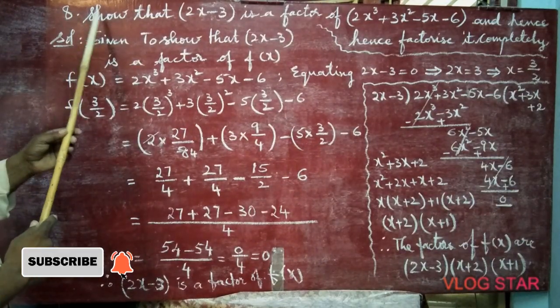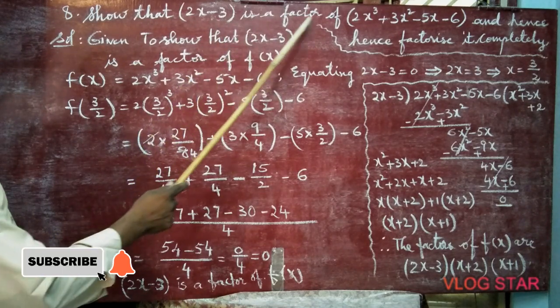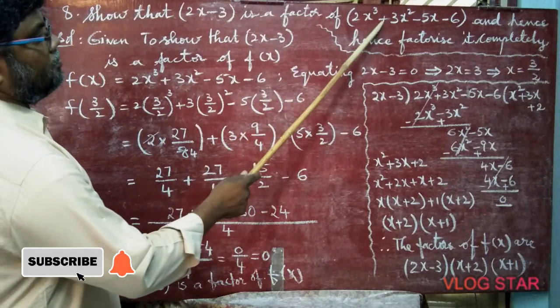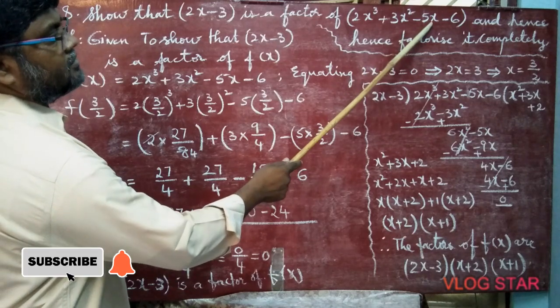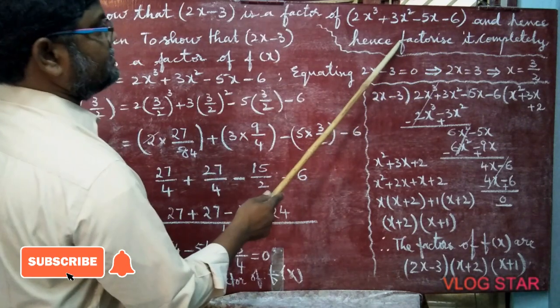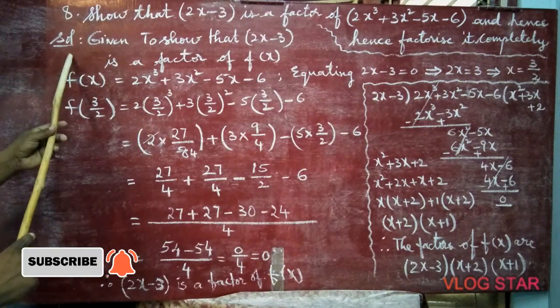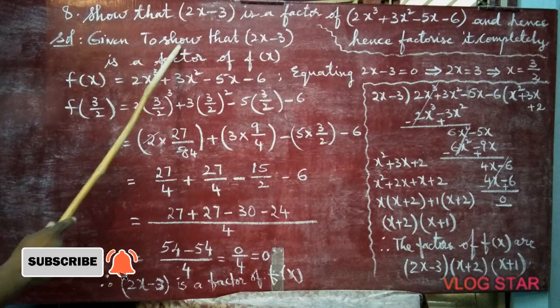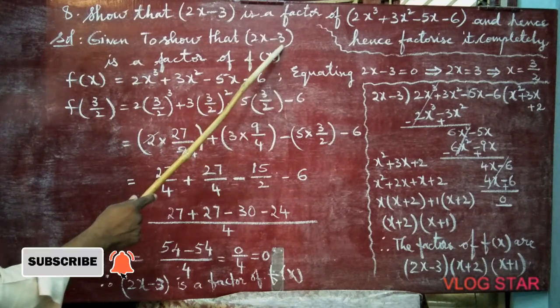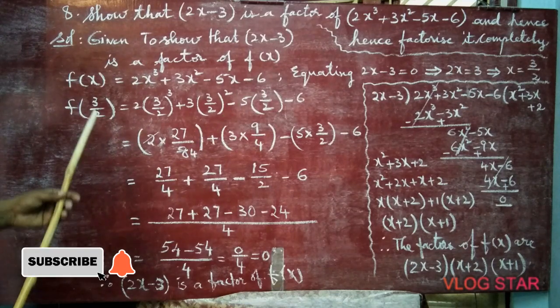8th problem. Show that 2x minus 3 is a factor of 2x cube plus 3x square minus 5x minus 6 and hence factorize it completely. Solution: given to show that 2x minus 3 is a factor of f of x.